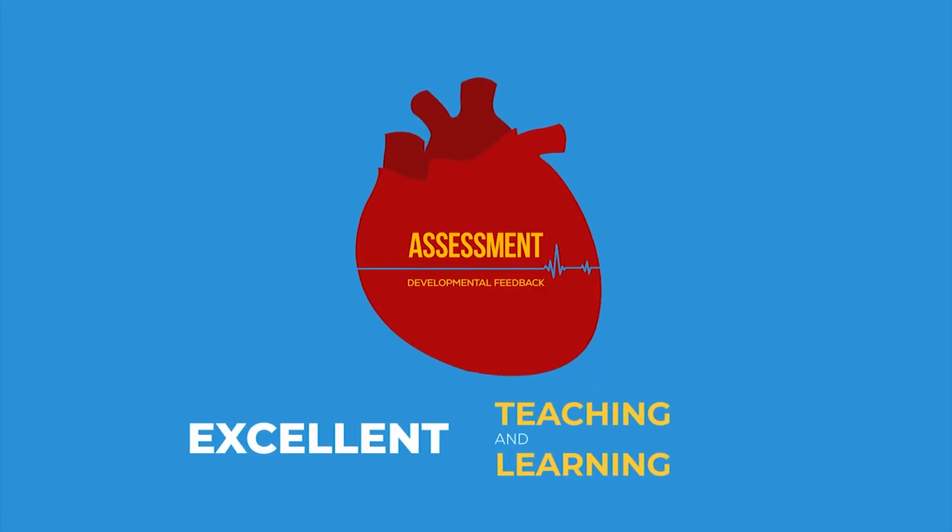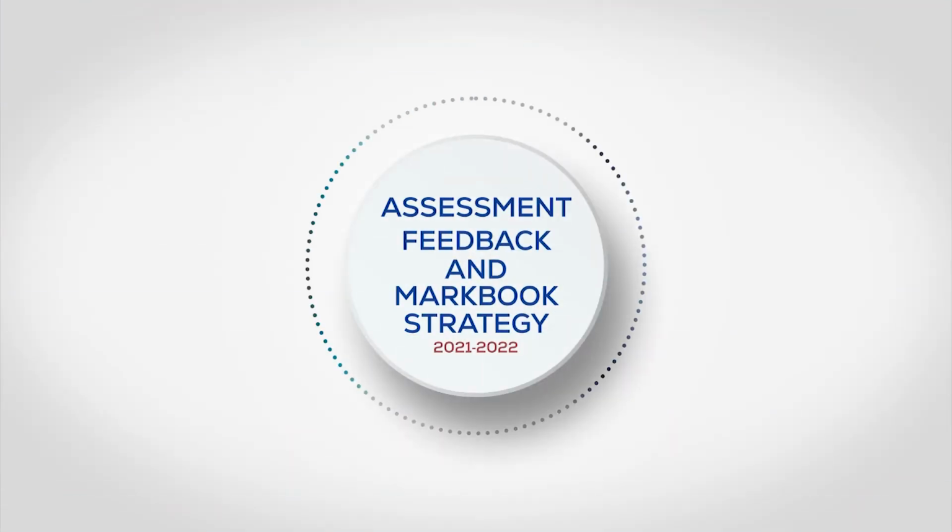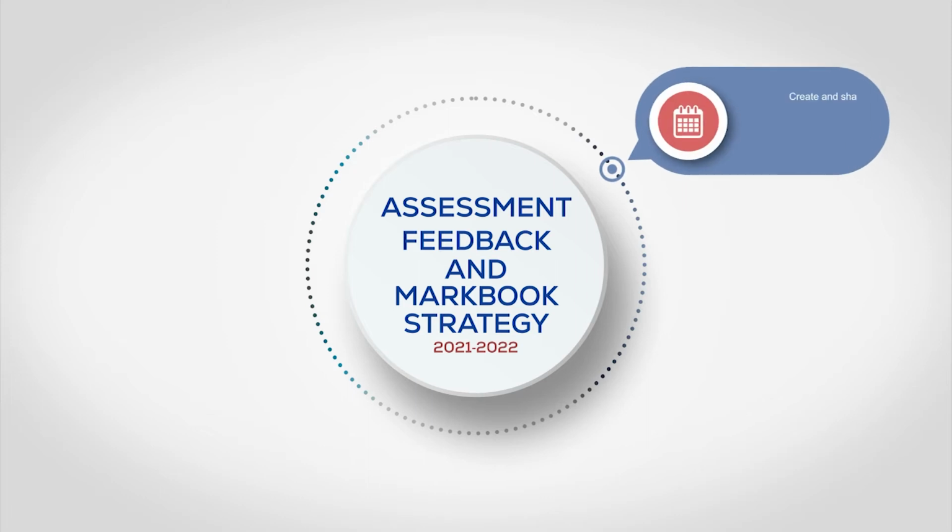So, here's a brief summary of the assessment and feedback cycle for 2021-2022. Firstly, create and share your assessment and feedback schedule in ProMonitor. The general rule is feedback to students will be provided within 10 working days of submission. Dates of feedback need to be included in your assessment schedule so your students are clear about assessment deadlines and when they can expect feedback.